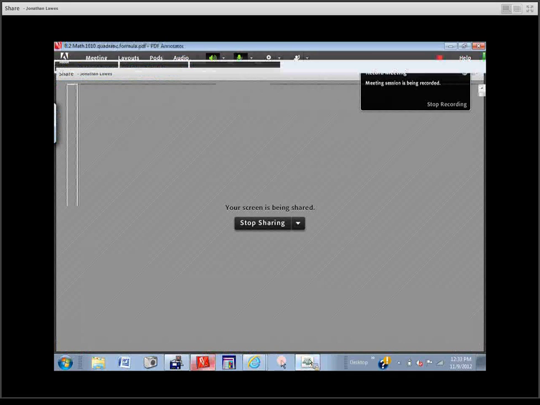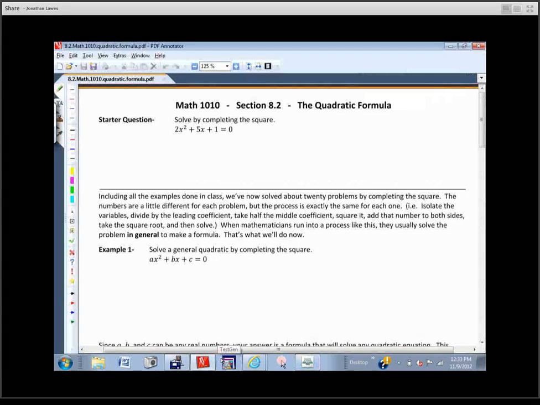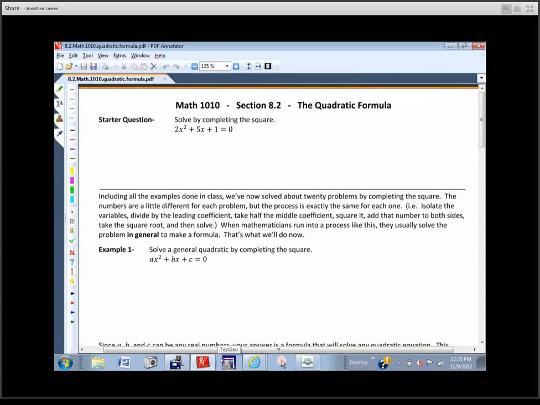And look at the starter question there. It says solve by completing the square. So we took a quiz on this yesterday. I already downloaded the scores for 8-1. Most people that did it did well, I'll put it that way. Go ahead and solve the starter question, please.